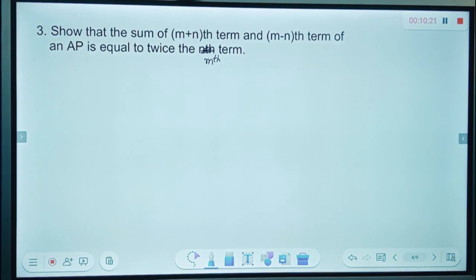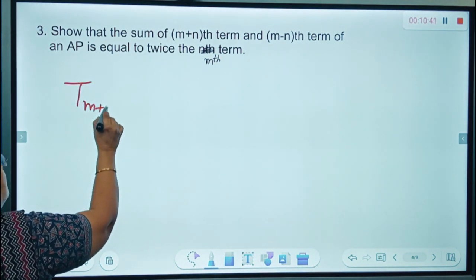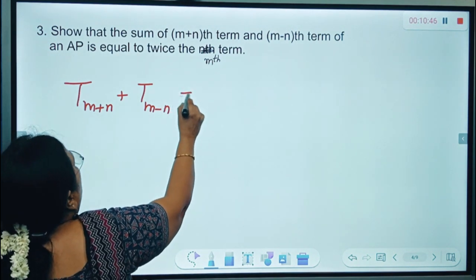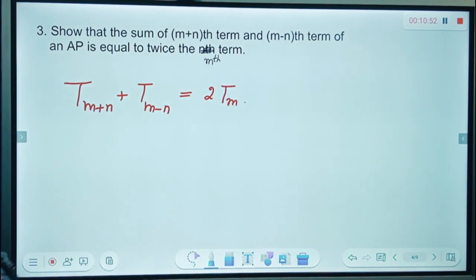Now, show that the sum of the m plus nth term and m minus nth term of an AP is equal to twice the mth term. It will be abstract, right? You're seeing a lot of letters here, m, n, but it is not difficult. We can figure out, don't worry. So, what is given? The sum of m plus nth term and m minus nth term is equal to twice the mth term. You have to show this.